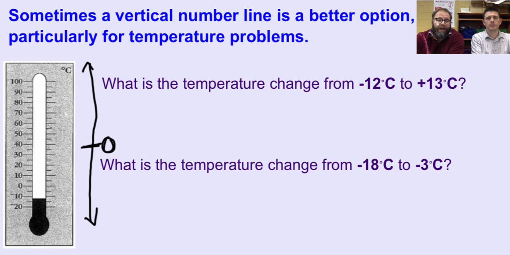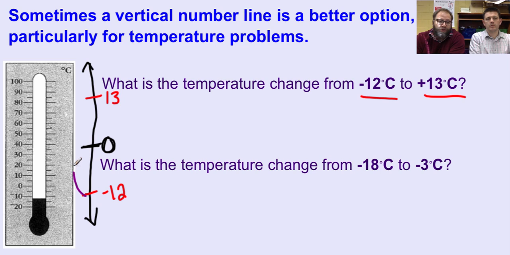If you look at a problem like what is the temperature change from negative 12 centigrade to positive 13 centigrade, we would start at negative 12 on our number line, which is below 0, and then add a value of positive 13 above 0. And then I would do the same thing I did in the previous one.